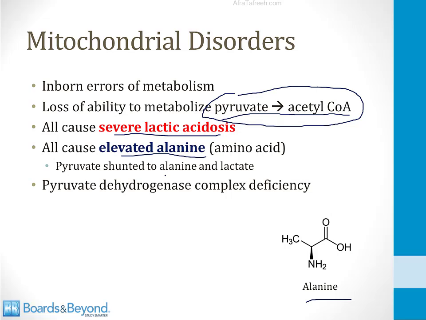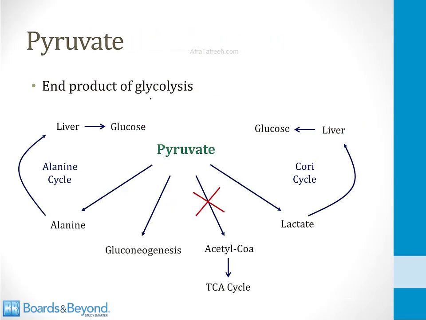So if you can remember that an elevated alanine level suggests a mitochondrial disorder, it's very easy to recognize these disorders in board questions. One of the most common mitochondrial disorders is a pyruvate dehydrogenase complex deficiency, and I talk about that disorder in more detail in the video on pyruvate dehydrogenase. By way of review, pyruvate is the end product of glycolysis, and pyruvate is metabolized into acetyl-CoA in the mitochondria.